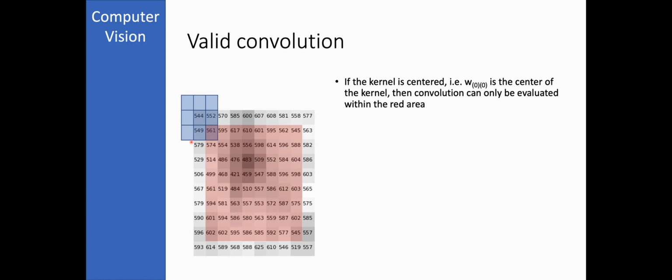Now, the valid convolution, if the kernel is centered, meaning that if I assume the center of the kernel is at 0, 0, then the convolution can only be evaluated within the red area. So I can only put the center of the convolution at most at this location, in the top right corner, at this location, bottom right corner here, and bottom left corner here. So it's well defined whenever I place the kernel inside this red area, and it's not well defined whenever I place the kernel in these boundary pixels, if it's 3x3. That means that I will lose a pixel at each end of the picture.